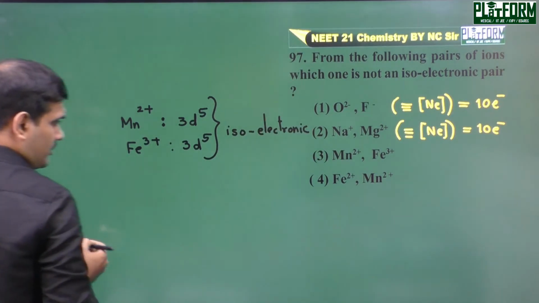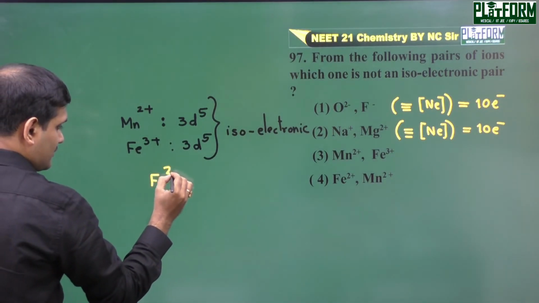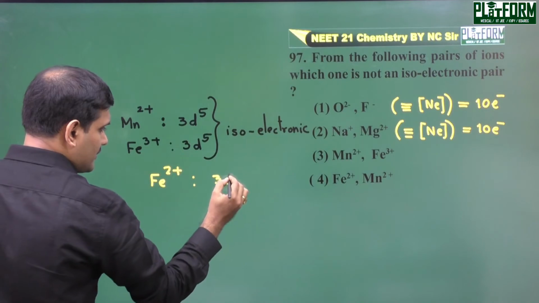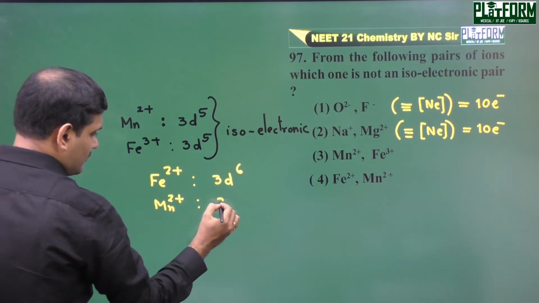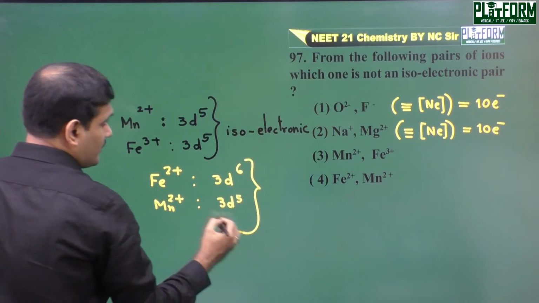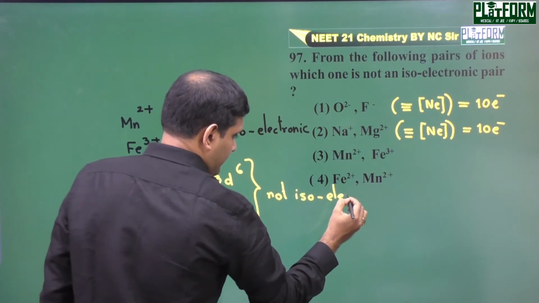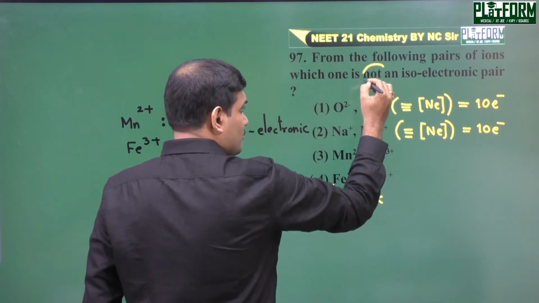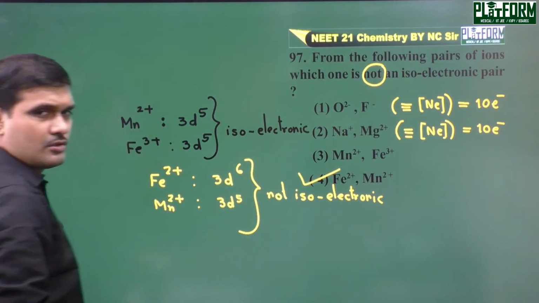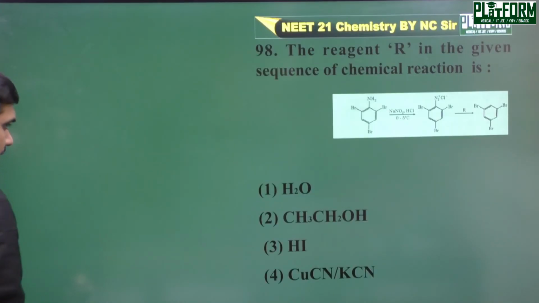Now if we write Fe2 plus, it is a 3d6 system, and Mn2 plus is definitely 3d5. So they are not isoelectronic. So there is no doubt which one is not isoelectronic, as asked. Our correct option is option 4. A simple question from the very early, very elementary part of atomic structure.